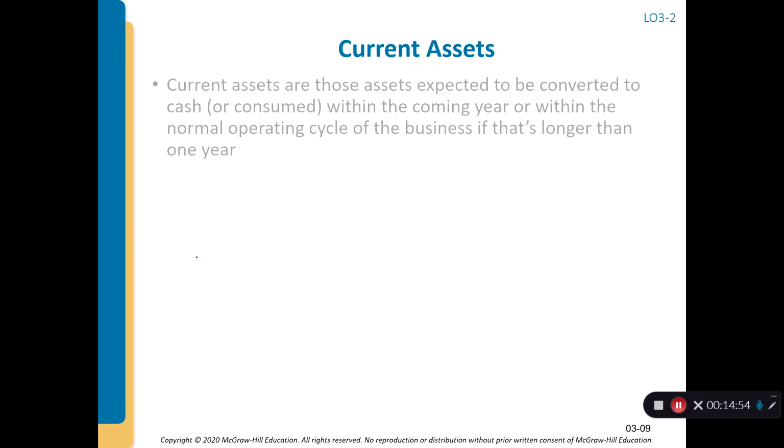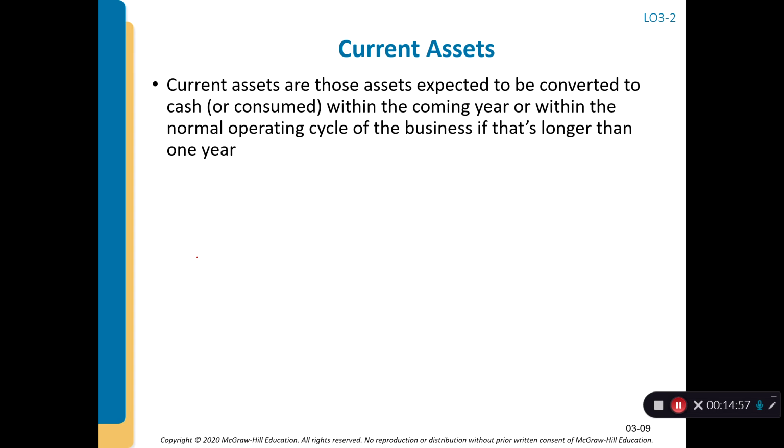Okay, so current assets. Now we want to go deeper into the current asset section, right? So what is a current asset? Current assets are those assets expected to be converted to cash or consumed within the coming year, or within the normal operating cycle of the business if that's longer than 1 year. The concept of converting to cash is easy to understand. I want to emphasize the part about being expected to be consumed within 1 year.